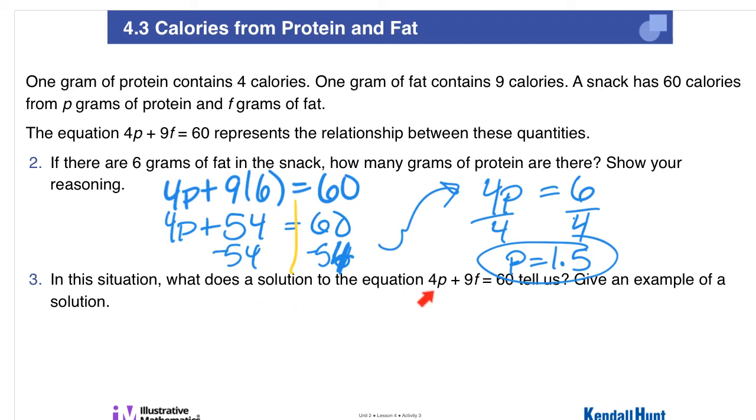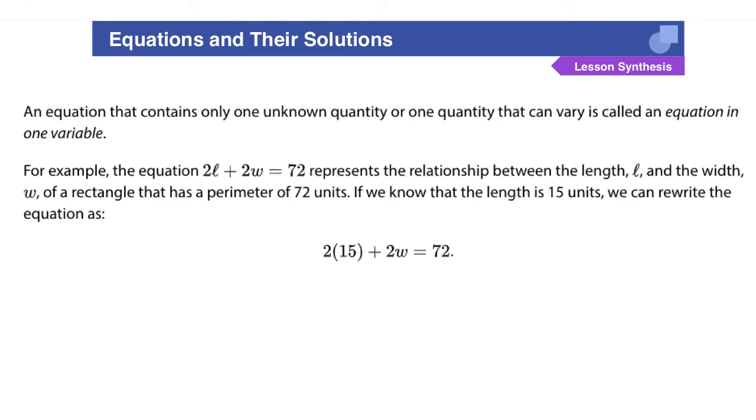So what does a solution to this equation tell us? Well, if it's a solution, then it's a number for P and a number for F that makes the equation true. Or it's the number of grams of protein and the number of grams of fat that ends up getting us 60 calories. Okay, if you go to your lesson summary, there's a couple things that we need to draw attention to.